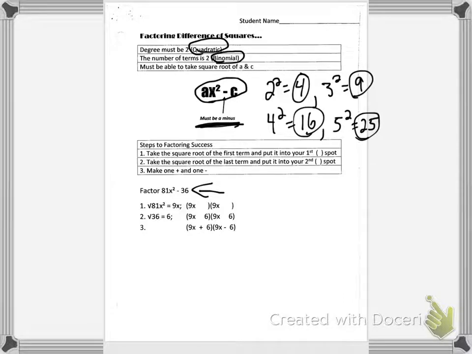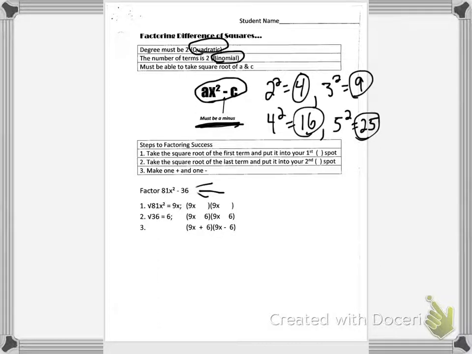It says factor 81x squared minus 36. So let's see if it meets all my conditions. I need to ask myself, is the degree of this polynomial 2, aka is this a quadratic? Yes, it is. The highest exponent is a 2. Is the number of terms 2? Is it a binomial? Yes, this is a binomial. My first term is 81x squared, second term is 36. So it is a binomial.